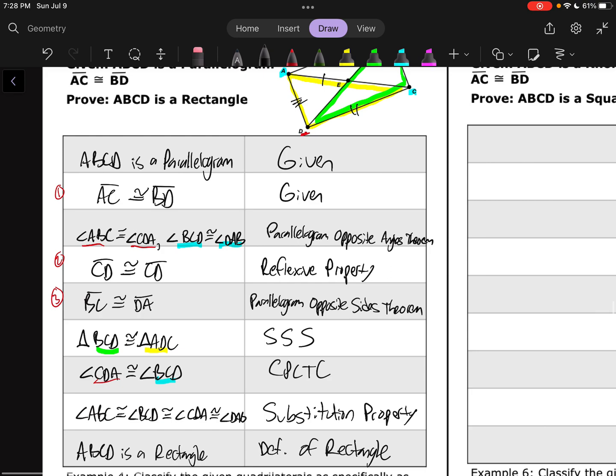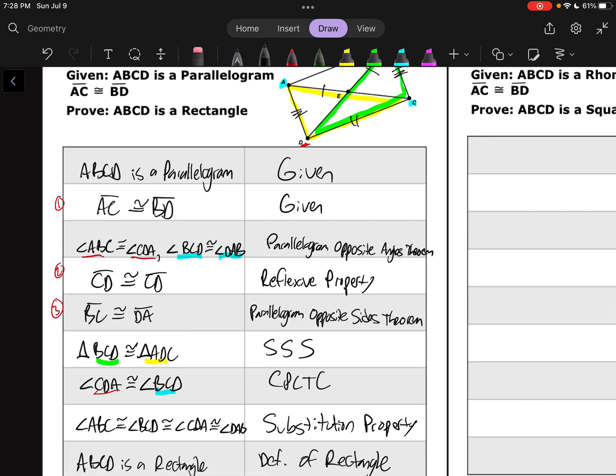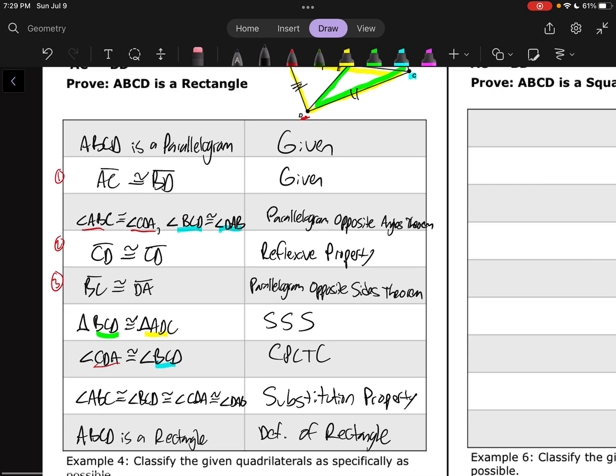So hopefully you followed the logic there. We already knew those opposite angles were the same, so we just had to go through a little bit of work to show that all four angles were the same. And then we got that by focusing on that yellow triangle and that green triangle.